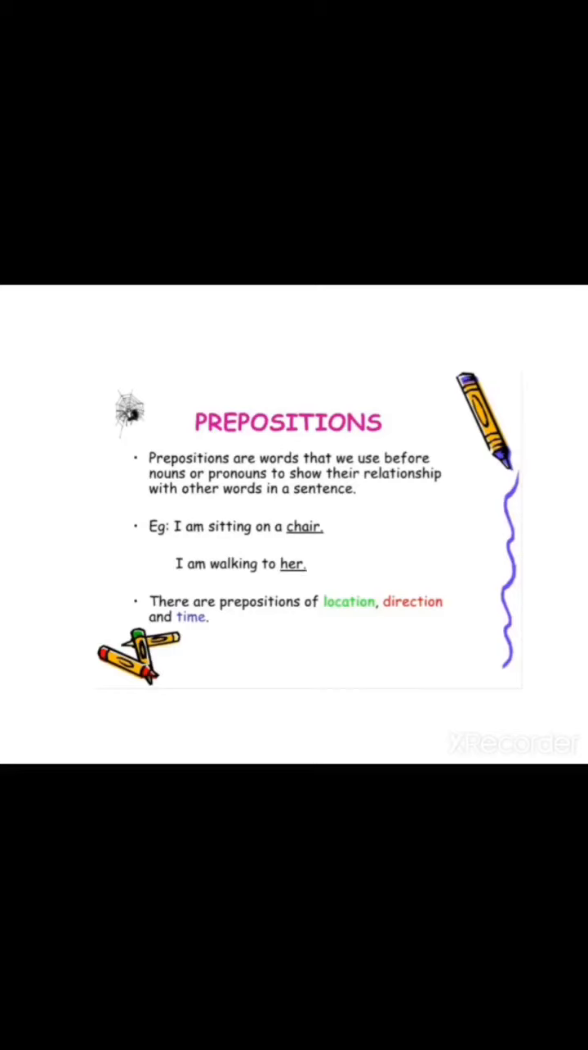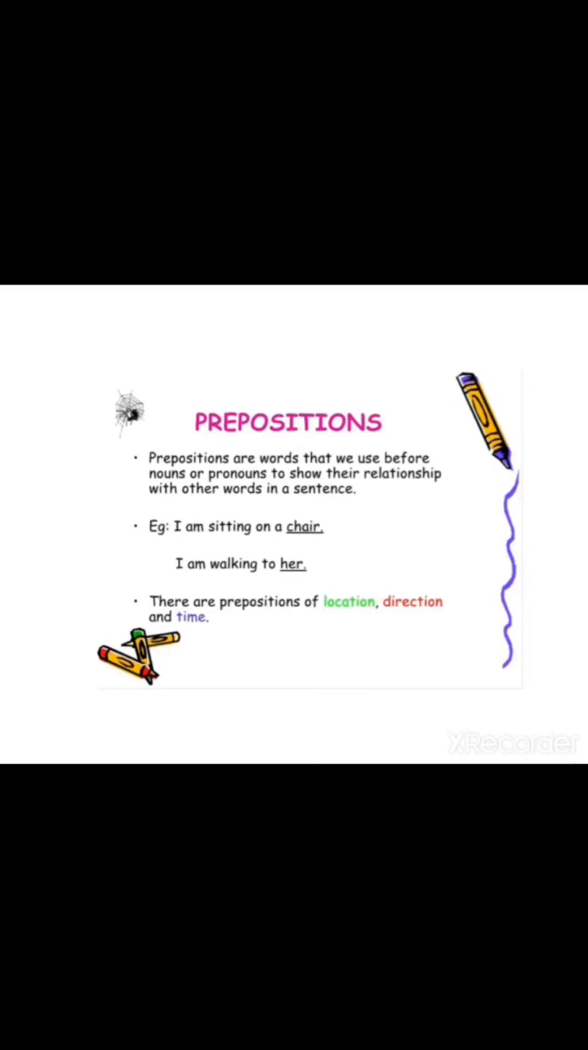So what is a preposition? Prepositions are words that we use before nouns or pronouns to show their relationship with other words in a sentence. Like, I am sitting on a chair. So the word on is a preposition that is showing the relationship between I and chair. I am sitting on the chair. On is telling my location, that I am sitting right upon the chair.